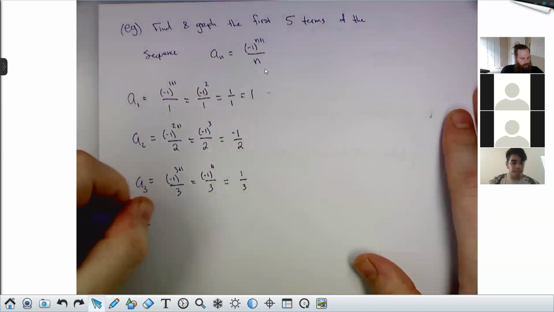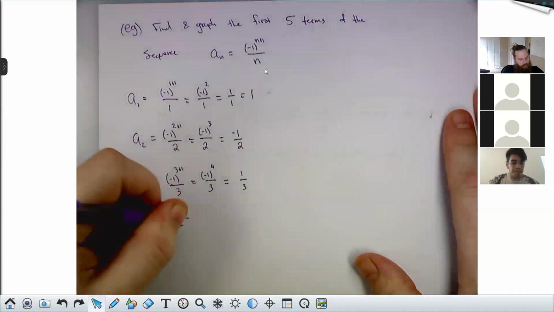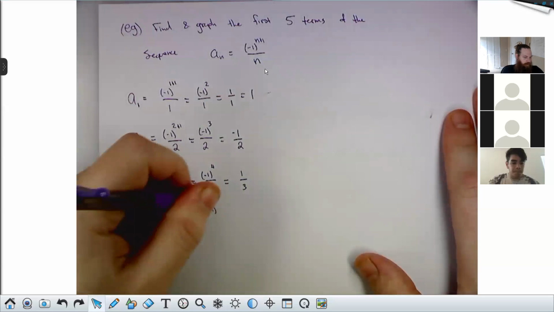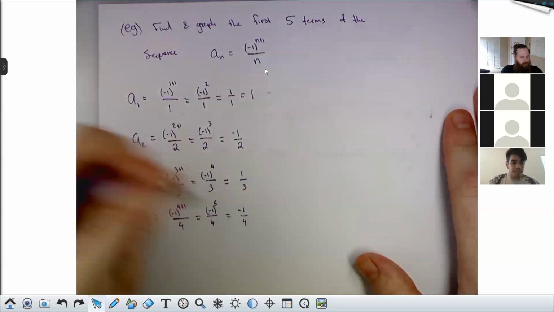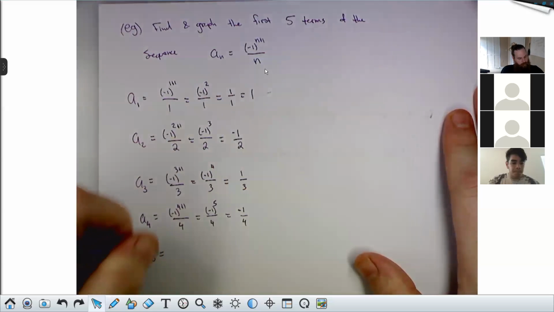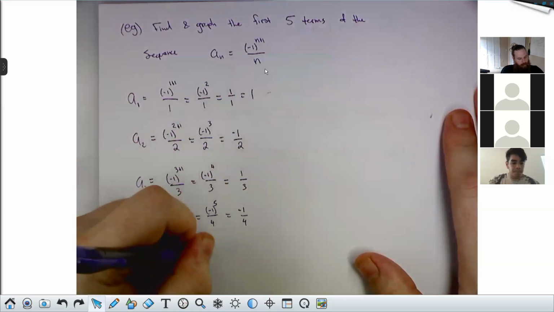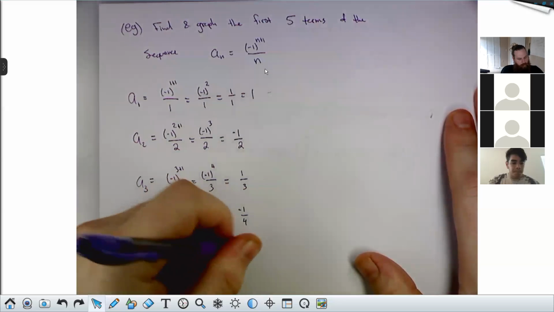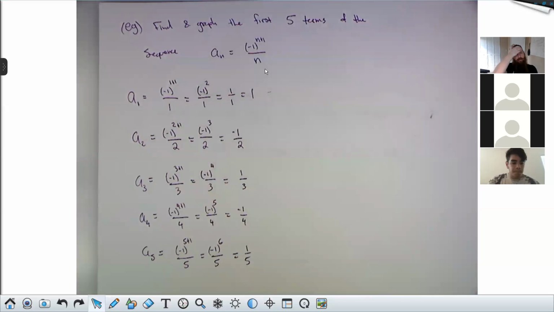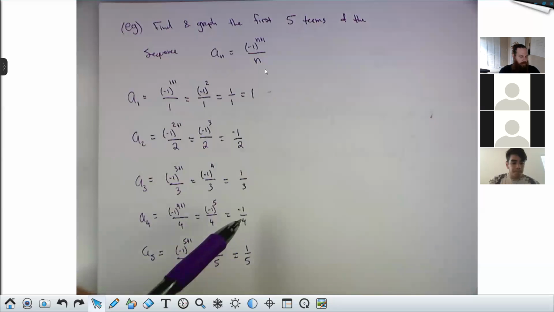A4 would be (-1) to the 4 plus 1 over 4, which is (-1) to the 5 over 4, which is -1 over 4. And A5 would be (-1) to the 5 plus 1 over 5, which is (-1) to the 6 over 5, which is +1/5. So the first few terms of the sequence are 1, -1/2, +1/3, -1/4, +1/5.